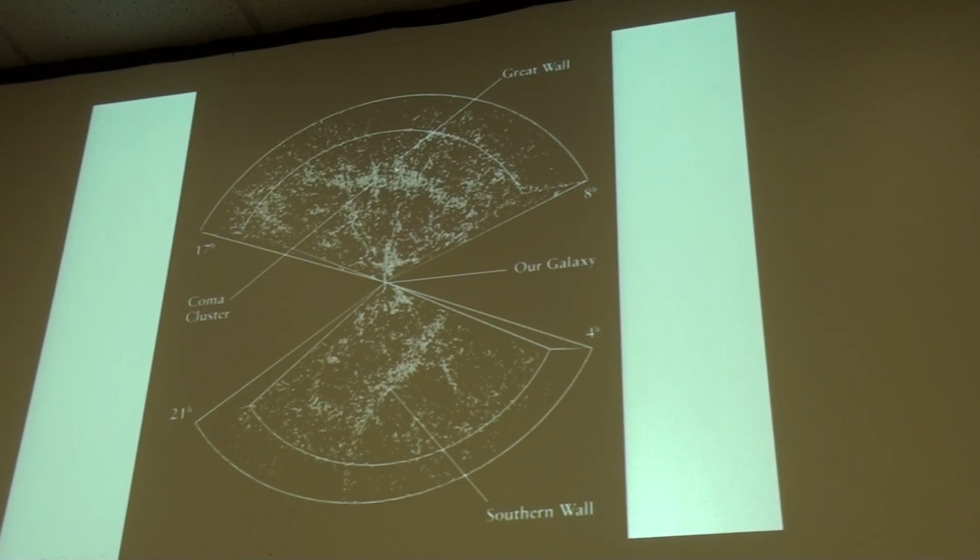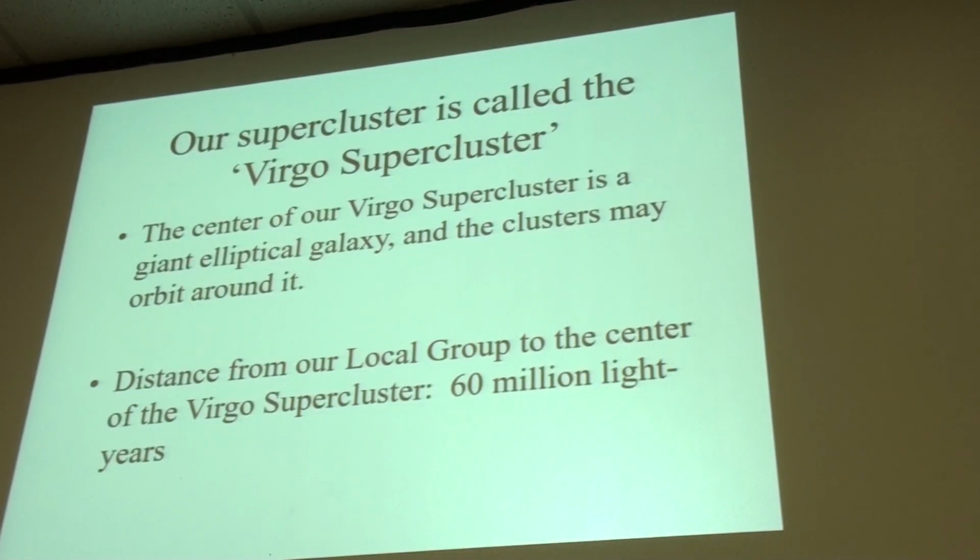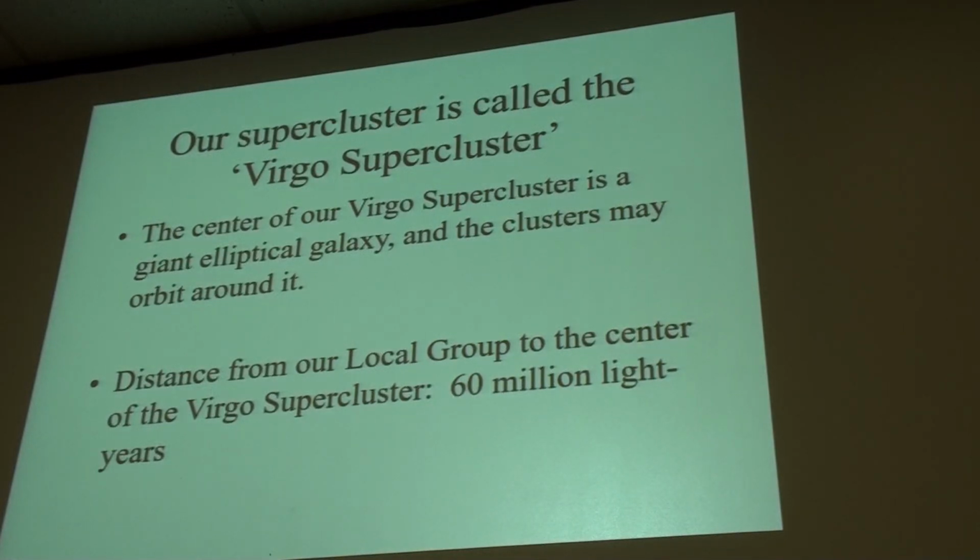Then we have this Great Wall attractor. And so this seems to be what our galaxy and our local group is moving toward. We're not exactly sure why. But on these large scales, this might be another supercluster containing thousands or millions of galaxies. And so our supercluster is called the Virgo supercluster. Our Virgo supercluster is called that because the center of our supercluster is in the constellation of Virgo. So that just identifies the location of this giant elliptical galaxy.